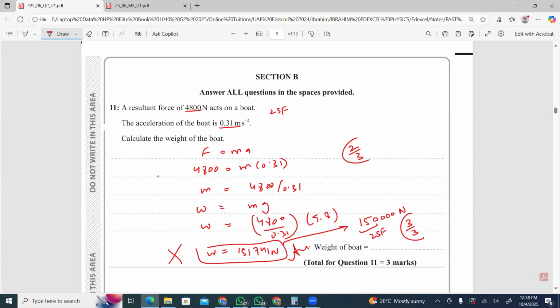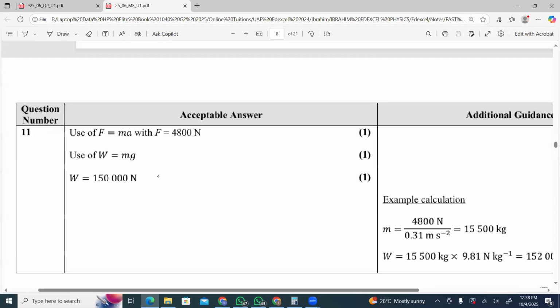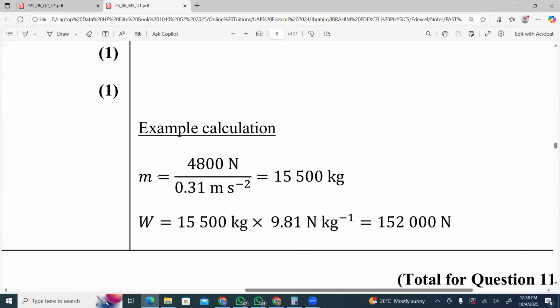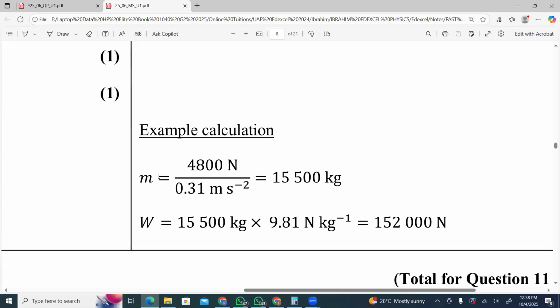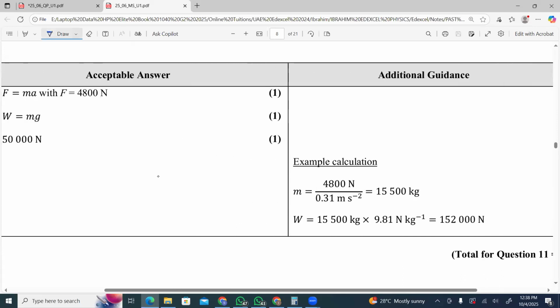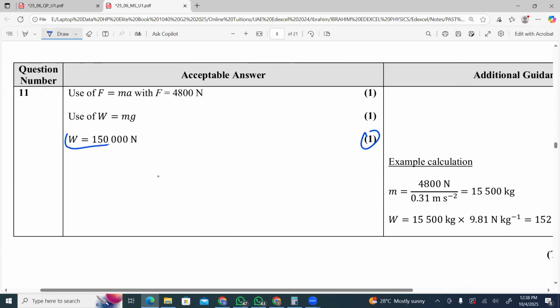So that is the trick where Edexcel reduces the marks of so many students. They always penalize those students who do not consider the significant figures rules in writing the answers. Let me show you the mark scheme. See, in the calculation, they are writing 152,000. In 152,000 you have three significant figures, but they are saying 1 mark is for 150,000, not for 152,000. You understand that? It is something you need to be careful with.